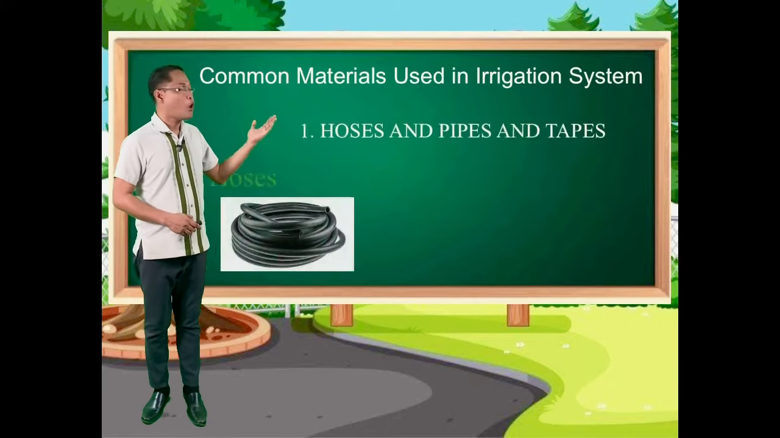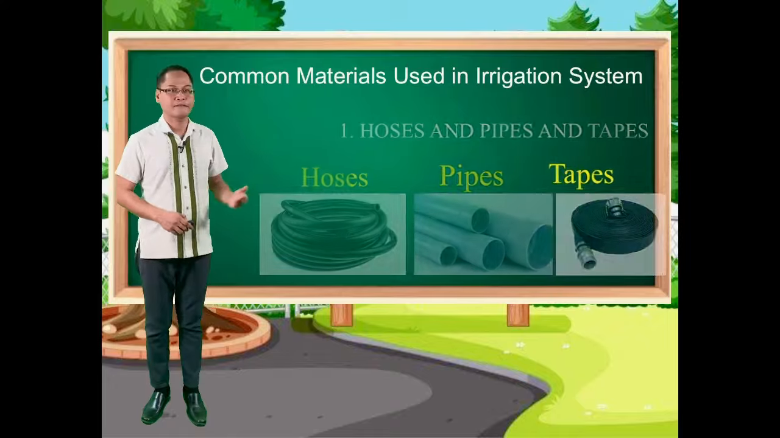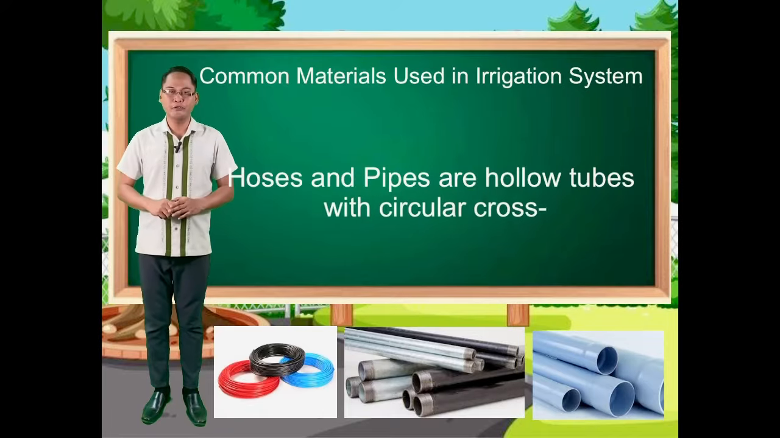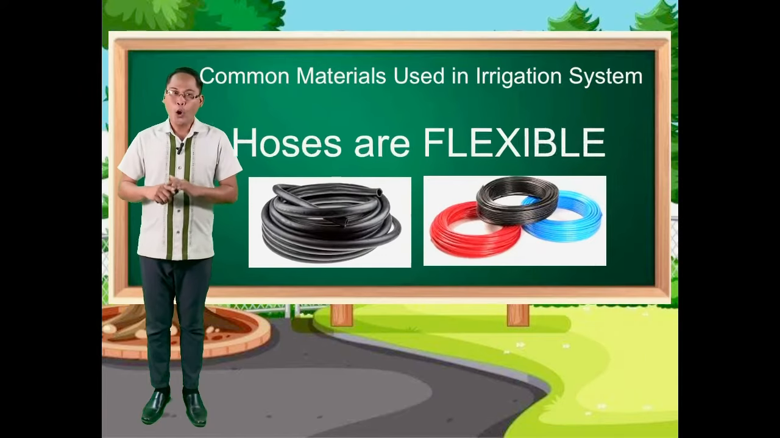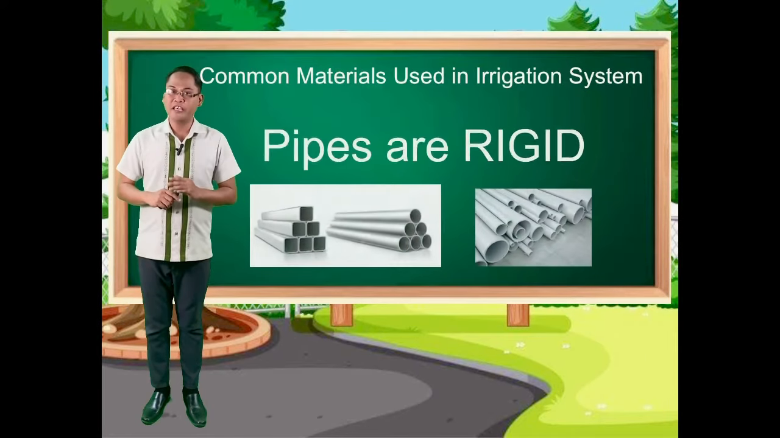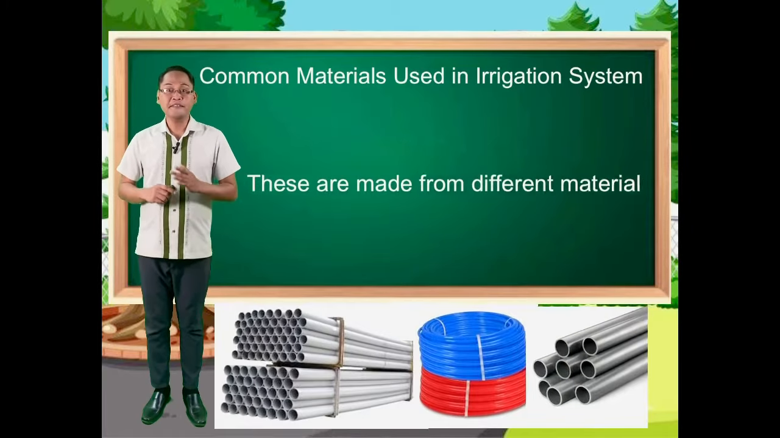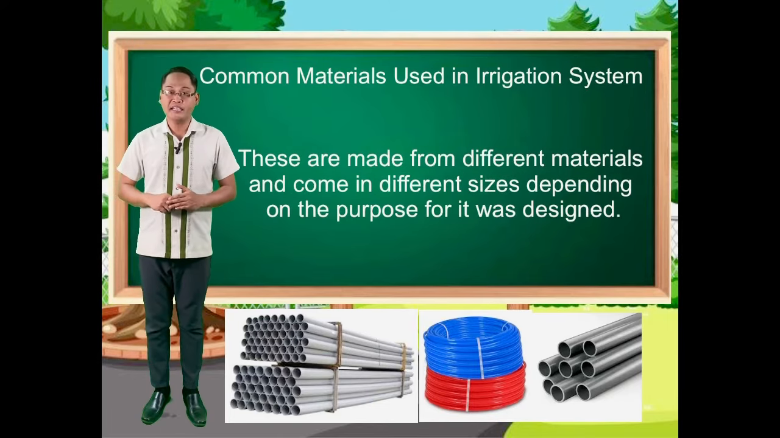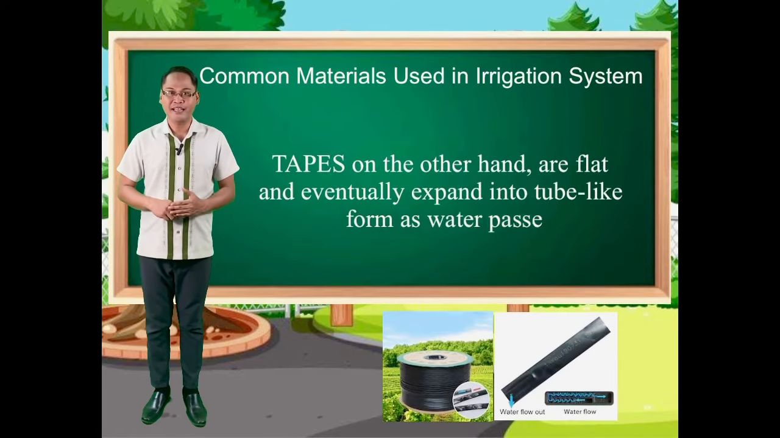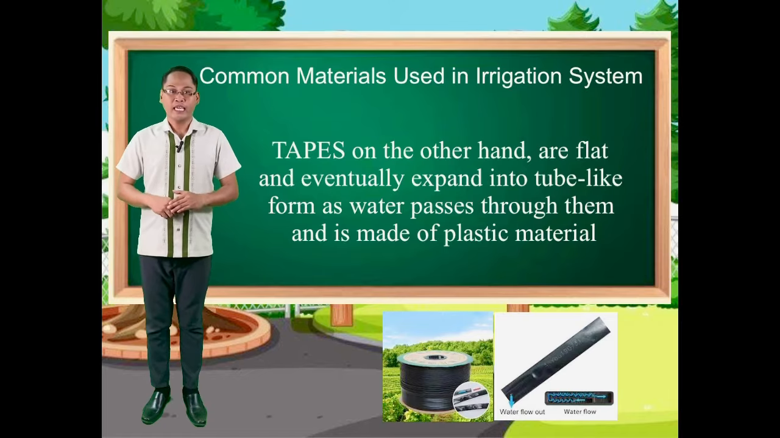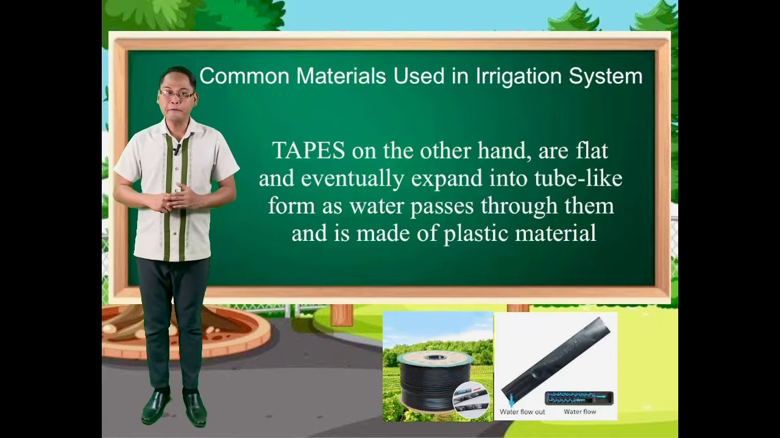Number 1, hoses and pipes and tapes. Hoses and pipes are hollow tubes with circular cross sections, designed to carry fluids from one location to another. Hoses are flexible, while pipes are more rigid. These are made from different materials and come in different sizes depending on the purpose it was designed for. Tapes, on the other hand, are flat and eventually expand into tube-like form as the water passes through them, and is made from plastic material.